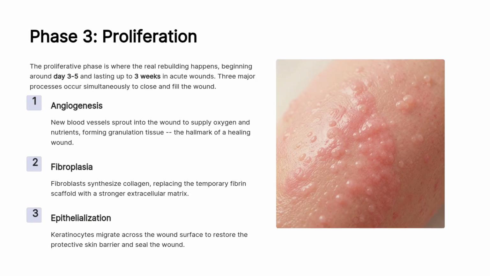During the proliferation phase, the wound undergoes significant rebuilding. Angiogenesis forms new blood vessels, fibroplasia involves fibroblasts creating collagen, and epithelialization sees keratinocytes restoring the skin barrier. These processes collectively close and fill the wound, marking a critical stage in healing.